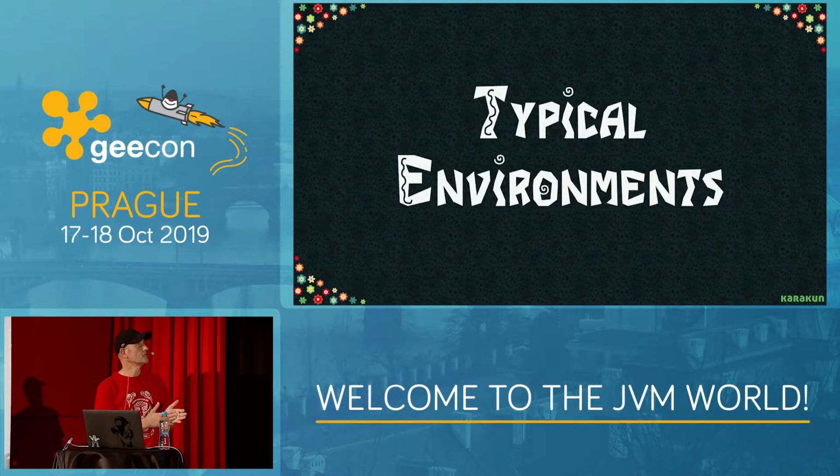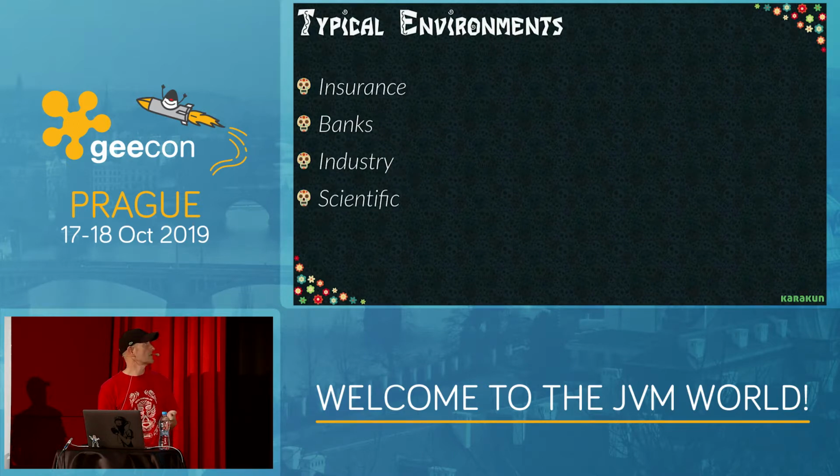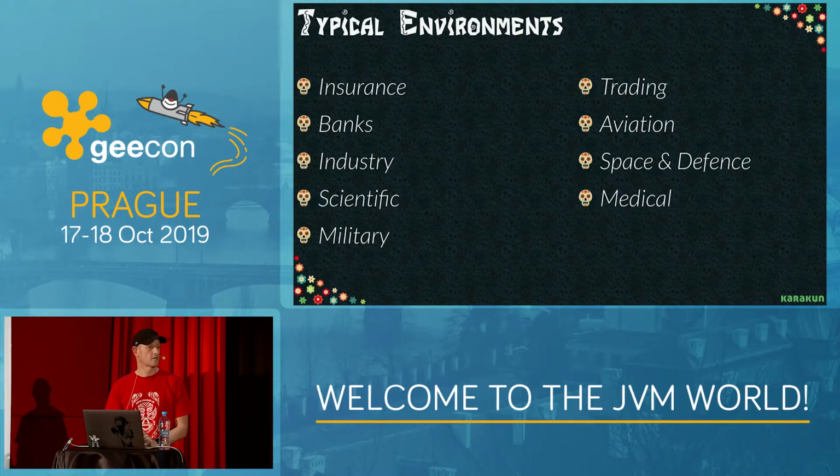Not doing everything new every 2 years. So typical environments for Java Desktop are, for example, insurance companies, banks, the industry in general, producing industry, scientific institutes, the military is using it, trading companies, aviation, space and defense, medical stuff, and automotive.